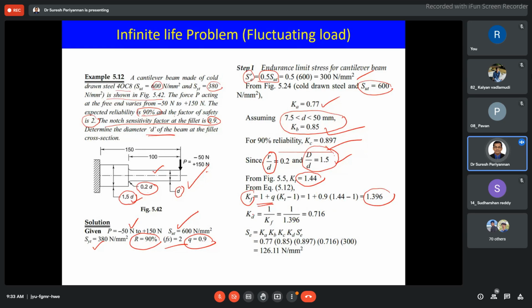Now Kd is a modifying factor, 1 by Kf. This is our actual specimen's endurance limit, Se. Substitute all the values in this formula and you are going to get this. Up to this we discussed a similar problem earlier.